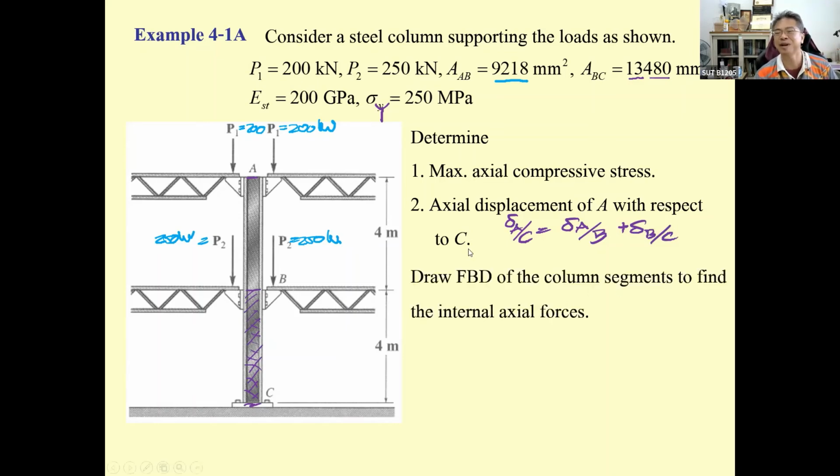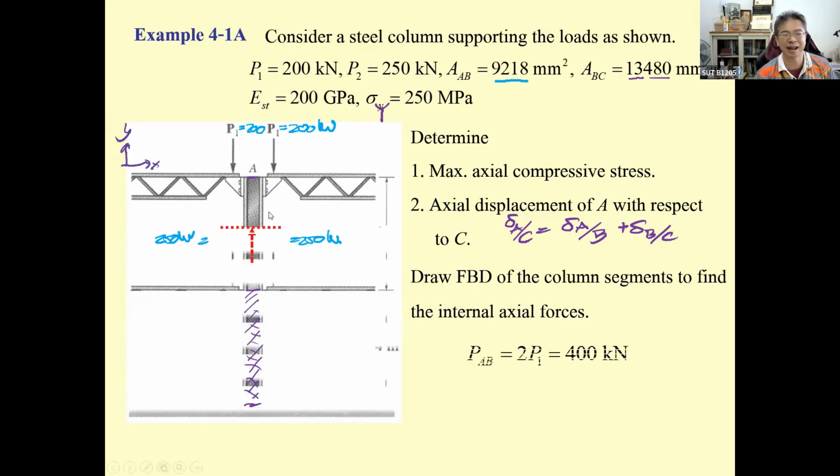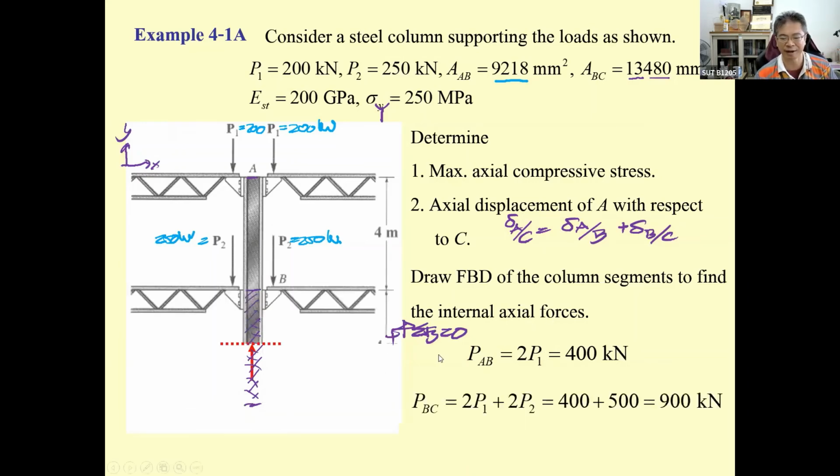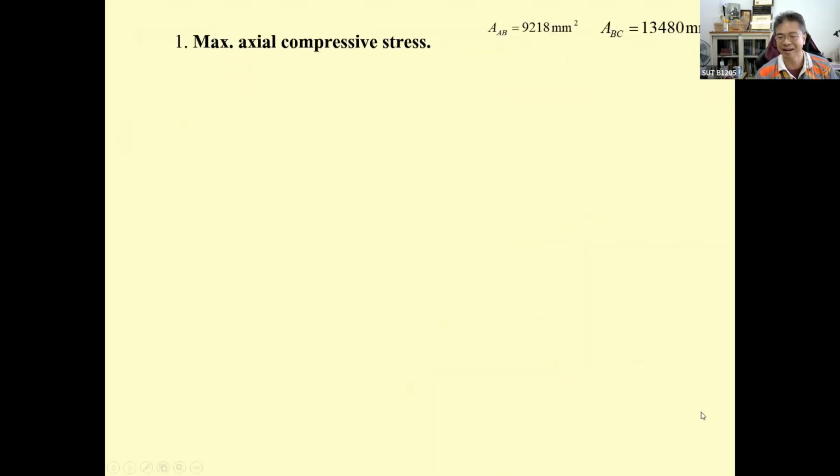And then it's going to be the same. Draw the free body diagram, set up the X and Y axis, and then cut the member. Do the summation of F sub Y equal to 0, upward is positive. This is P sub AB, going to be 400 kilonewton. And then do the same thing: summation of F sub Y equal to 0, upward is positive. So it's going to be 400 plus 500, that is going to be 900 kilonewton.